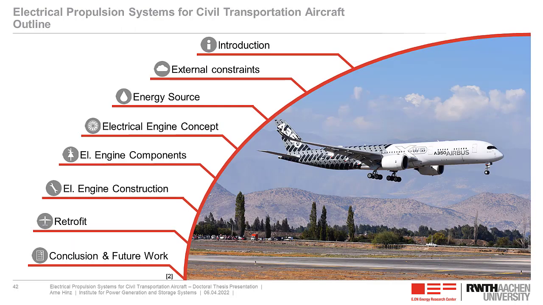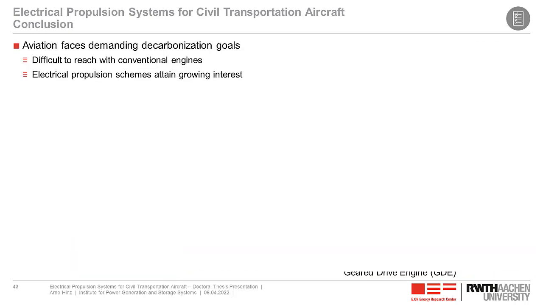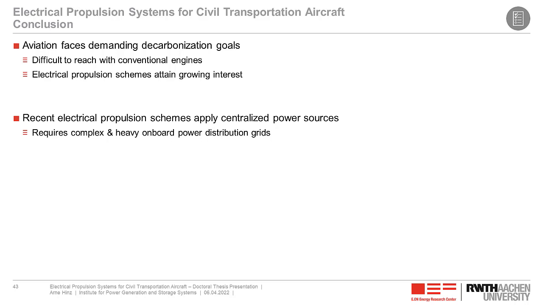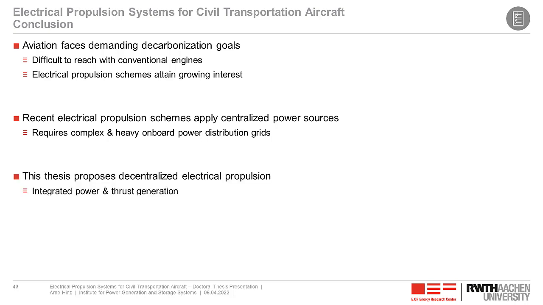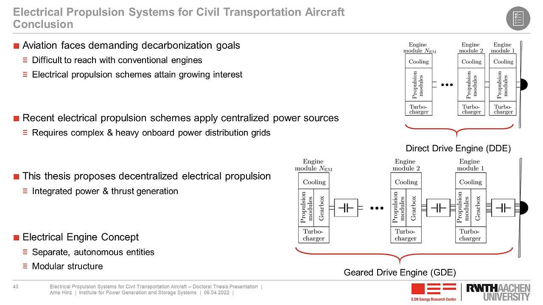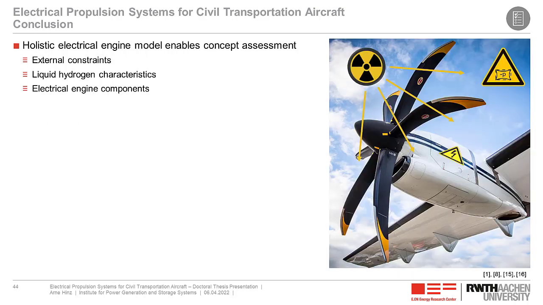Yeah, with this, I would like to conclude my talk. We saw that aviation faces demanding decarbonization goals, and that recent electric propulsion schemes apply centralized power sources. We propose instead to decentralize the electrical propulsion also for its power sources. And we propose the electrical engine concept, which is a separate autonomous entity in a modular structure. We presented the direct drive engine and the gear drive engine, and we developed a holistic electrical engine model to enable the concept assessment.